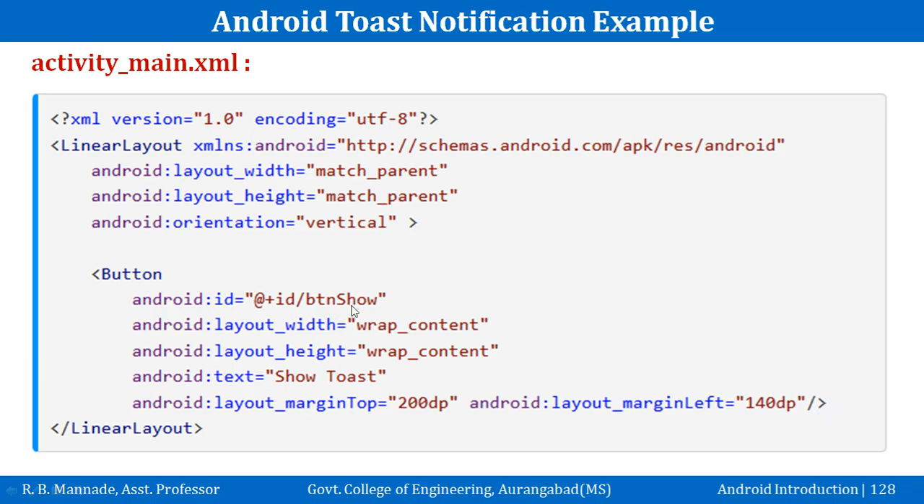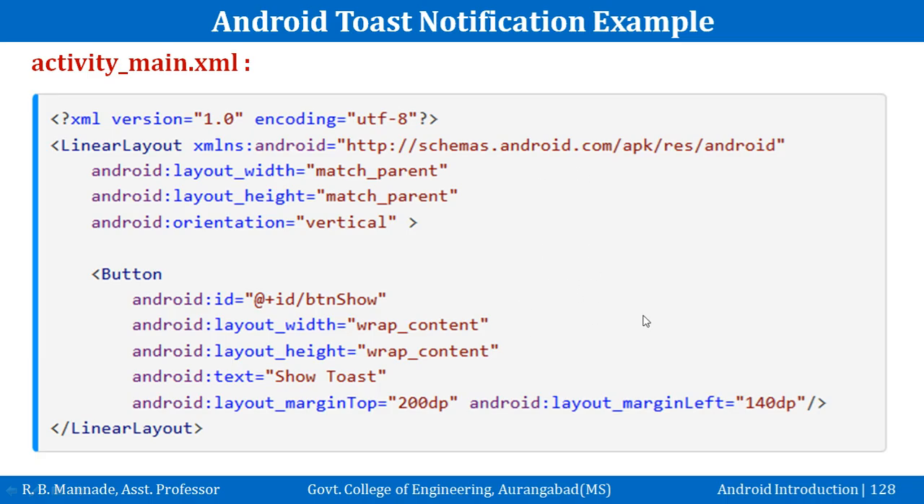This is the ID of this button, which is btn show, and these two parameters, layout_width and height, will define the width and height of that particular button control, which is set to wrap content. And the text property of the button is set to show toast. It means the show toast text will be shown on that particular button, and some margin is set. Its top margin is set to 200 density pixels or dp. It means from the top of the screen it will leave 200 pixels.